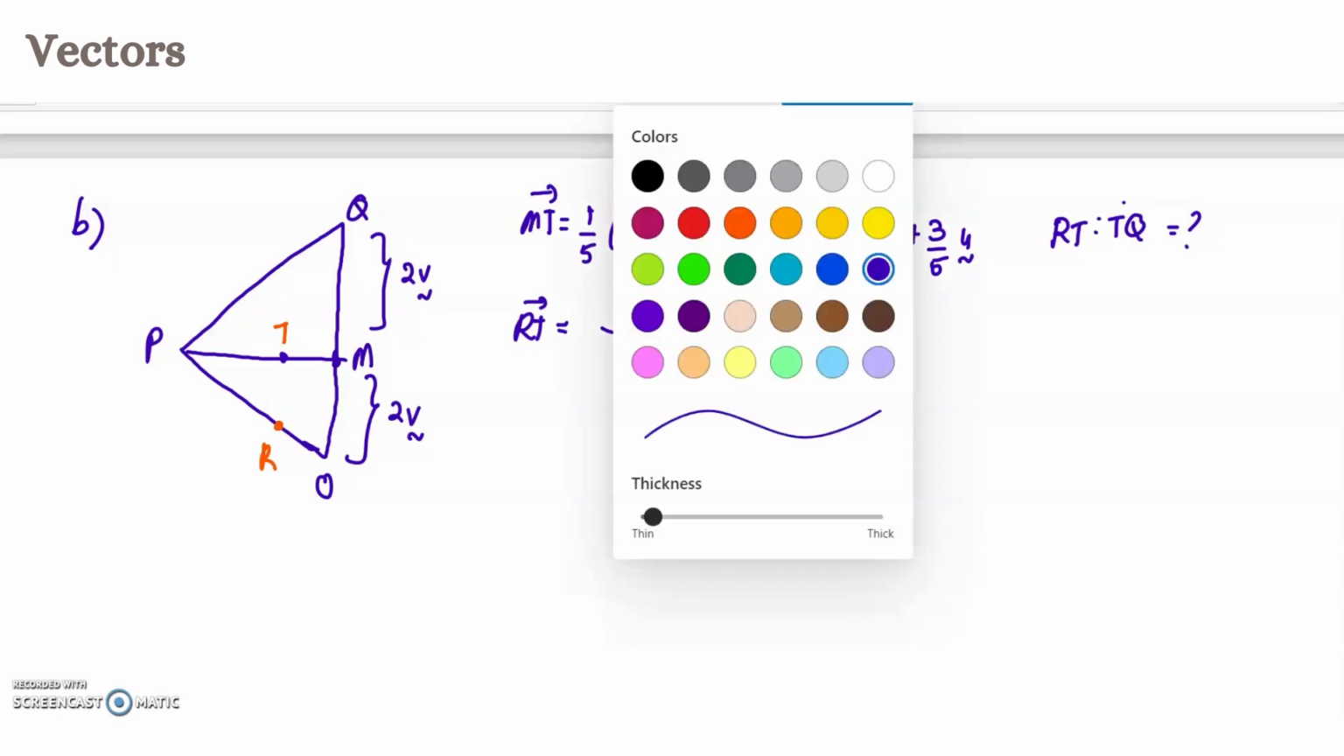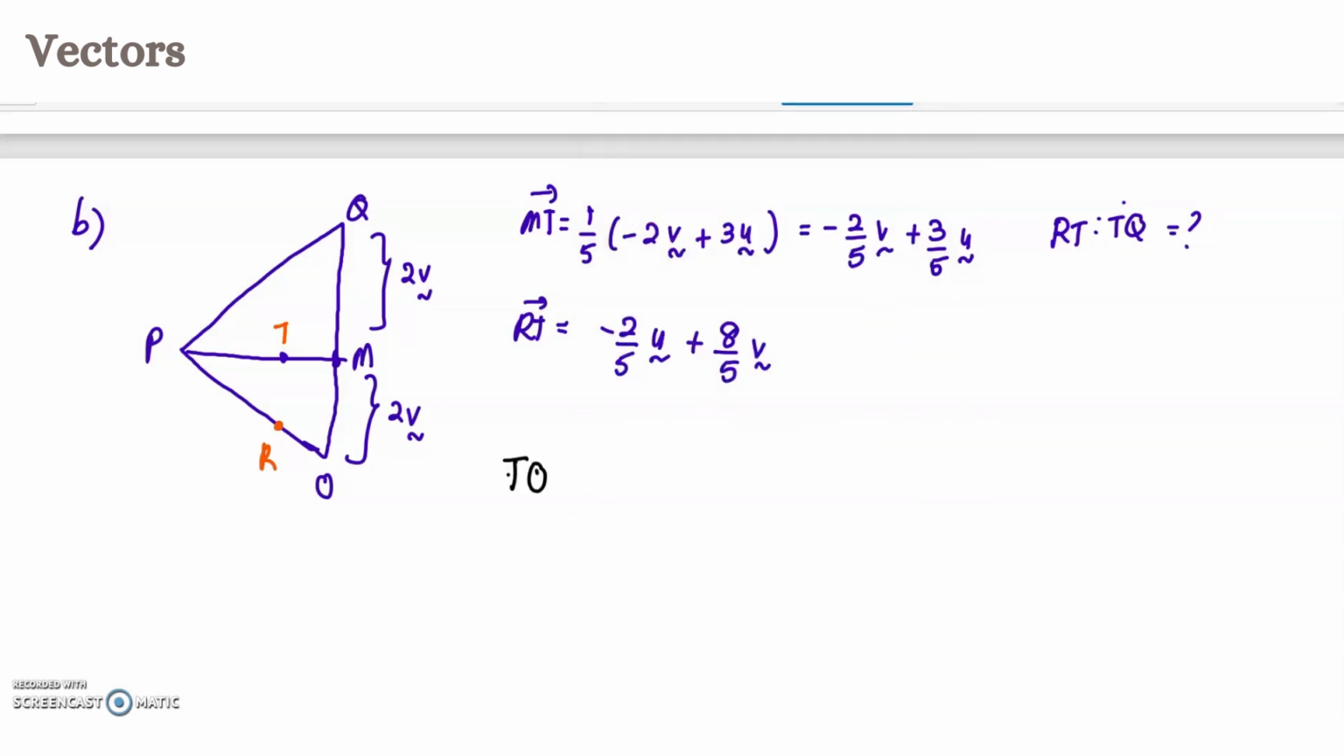For TQ, we can choose the route we already have, which is TM. TM we can take from the vector MT, so we just change the direction. So TM plus MQ, and MQ we already have as 2V. So we can calculate it. TM is the negative of MT.